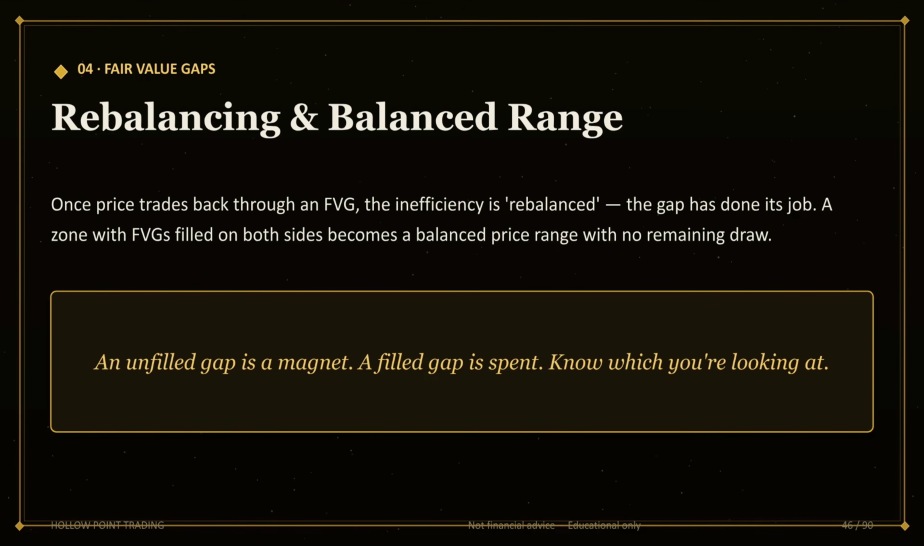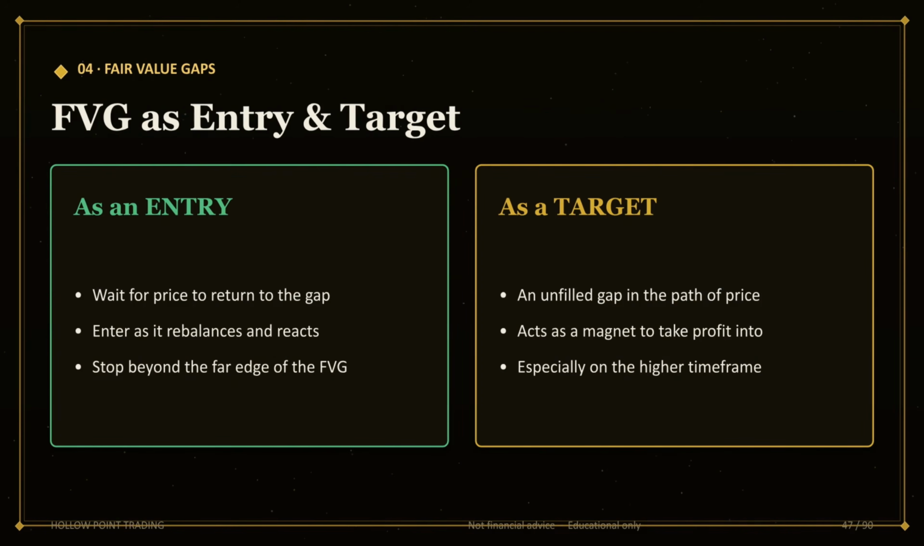A zone where FVGs are filled on both sides creates a balanced price range with no remaining draw. Remember, an unfilled gap acts like a magnet, but a filled gap is spent. How do you use an FVG?